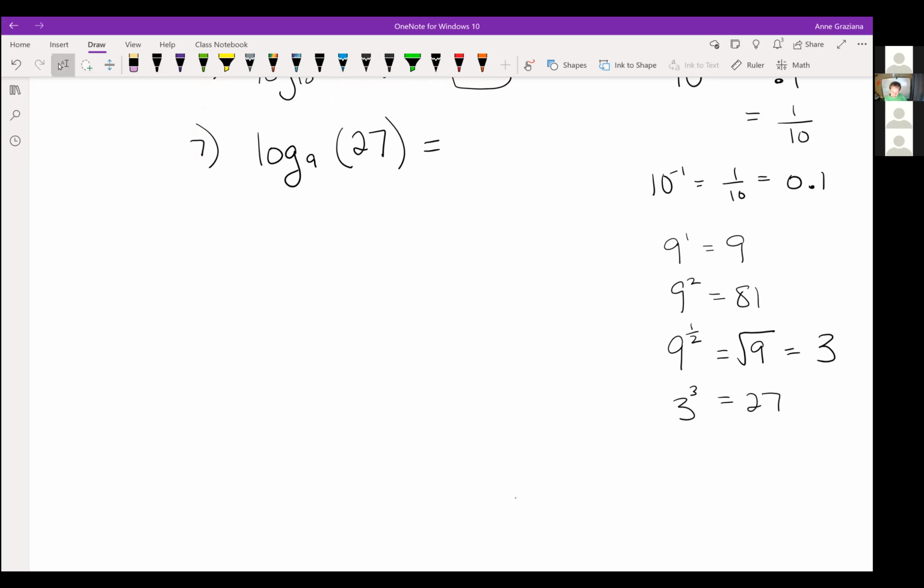So if I have 9 to the 1/2 is equal to 3, if I raise each of these to the 3rd power, I will get 27. So I see people putting it in the chat. The exponent is going to be 3/2. Questions?